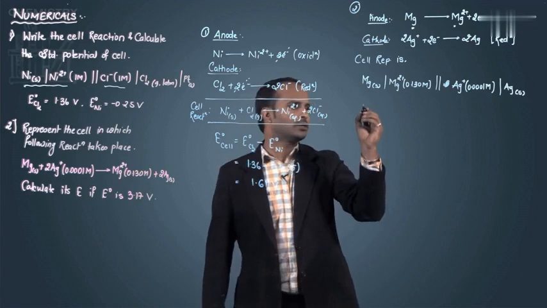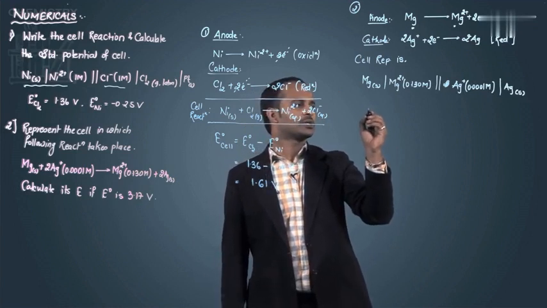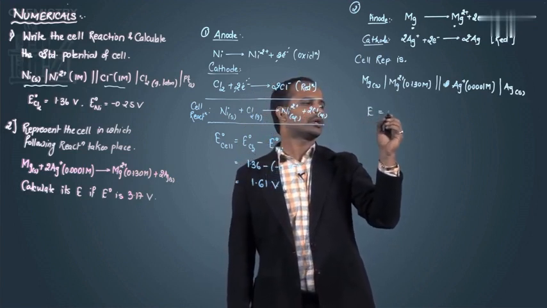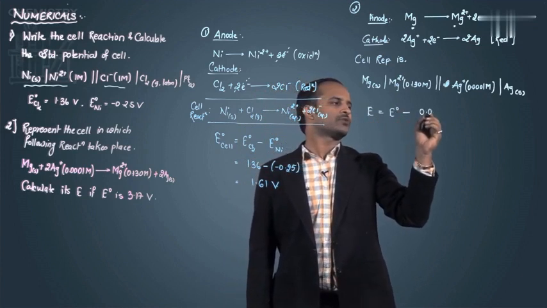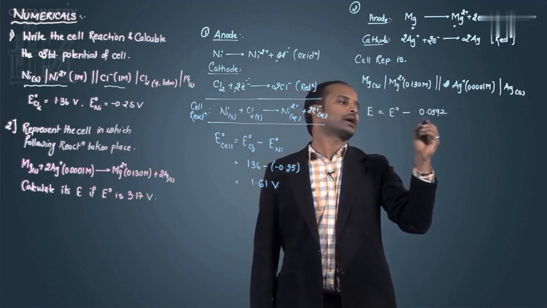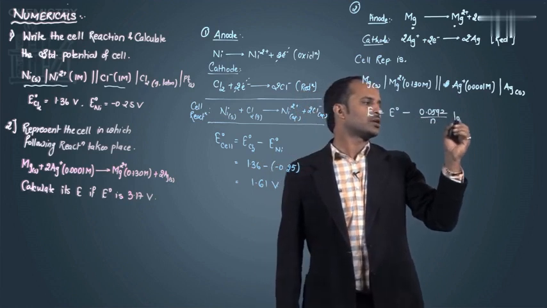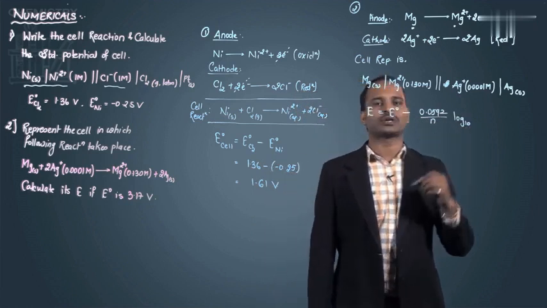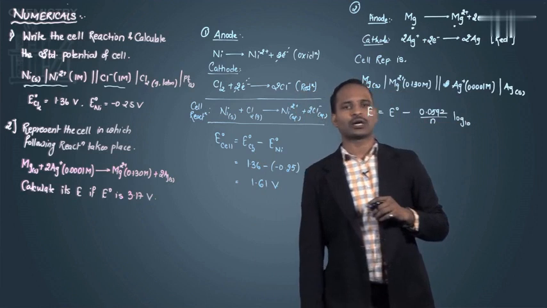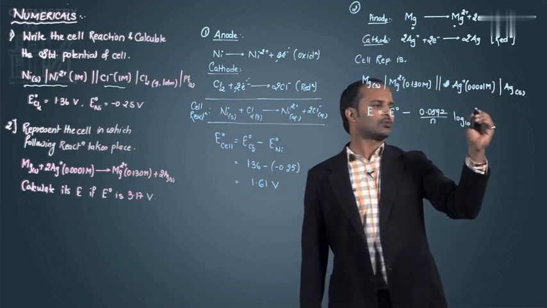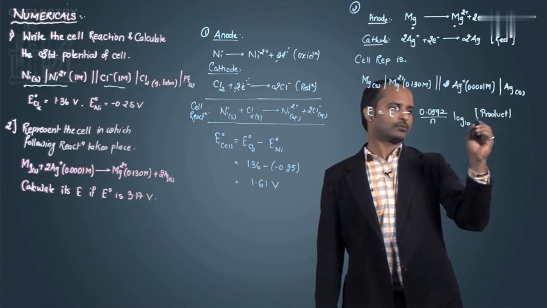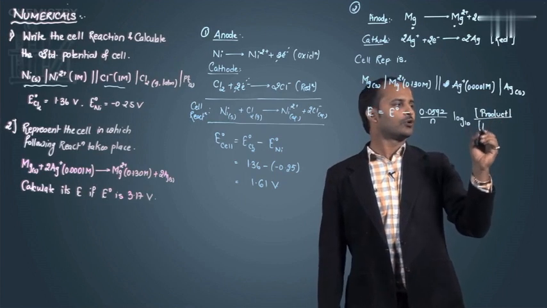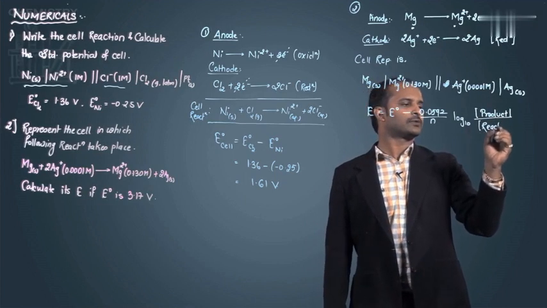So for E, I will use the Nernst equation. The Nernst equation is E is equal to E naught minus 0.0592 upon n log to the base 10 of the molar concentration of product upon the molar concentration of reactant.